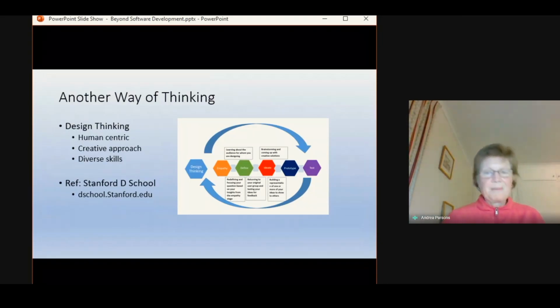So each of the people in your design thinking team are going to contribute very different aspects and perspectives as you work through the process. So that's just another way of thinking.